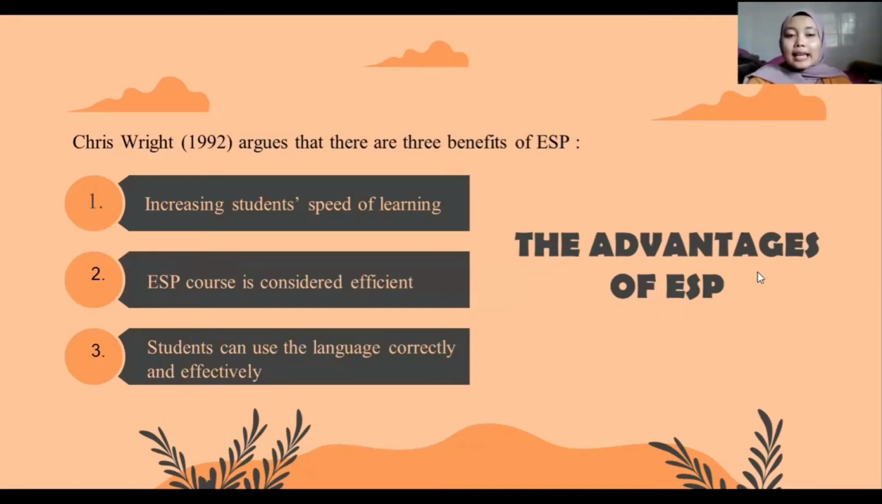The first one, increasing students' speed of learning. This is because students learn what they need, when they need, in authentic situations and context-based contexts. This approach is an excellent opportunity to learn in an accelerated, intensive context.